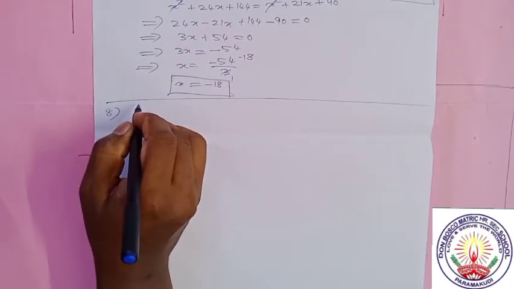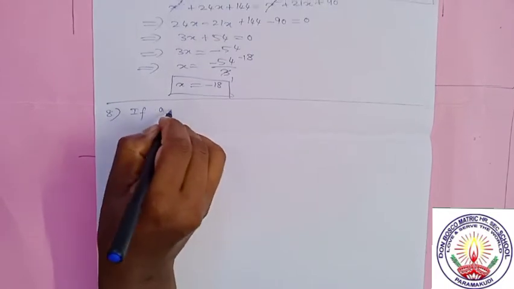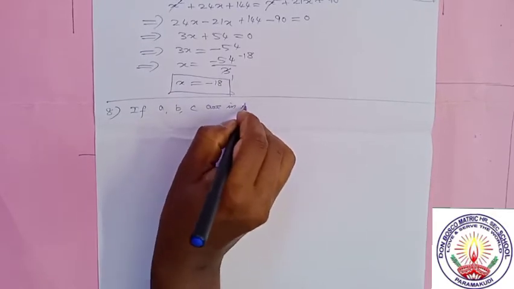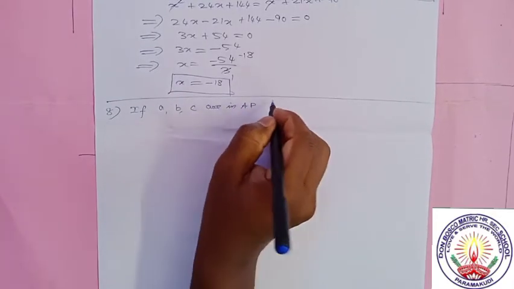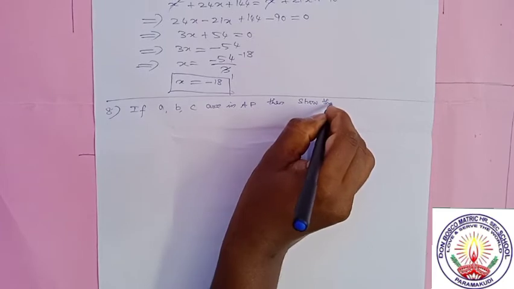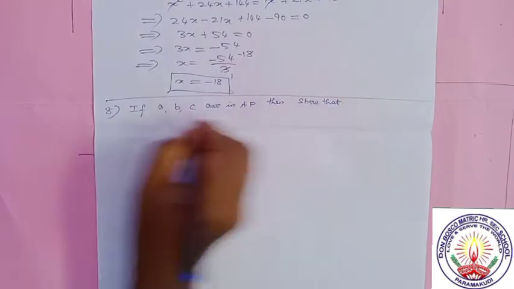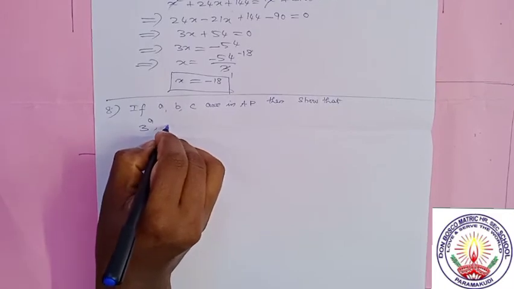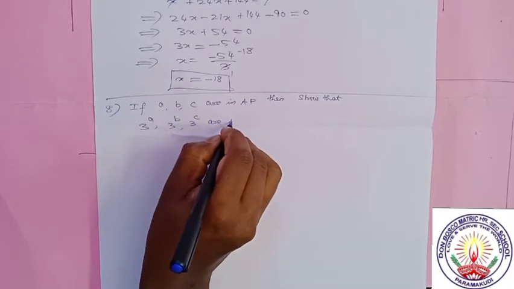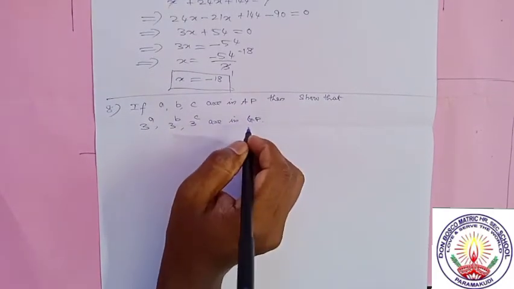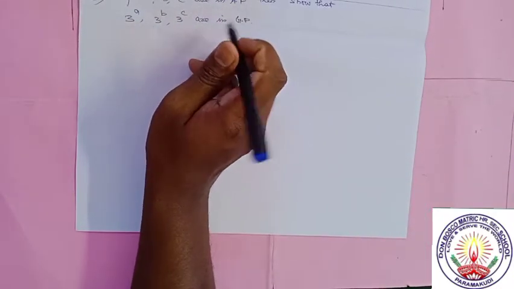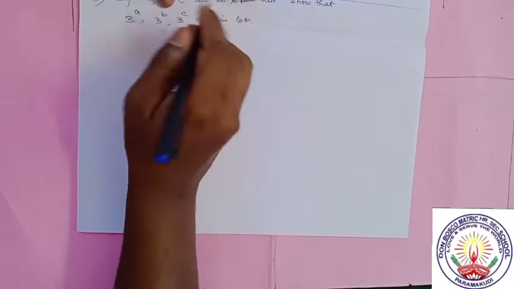In a GP, if A, B, C are in arithmetic progression, then show that 3 power A, 3 power B, 3 power C are in GP. Very simple 2-mark question. The problem is, if A, B, C are in arithmetic progression, then show that 3 power A, 3 power B, 3 power C are in GP.